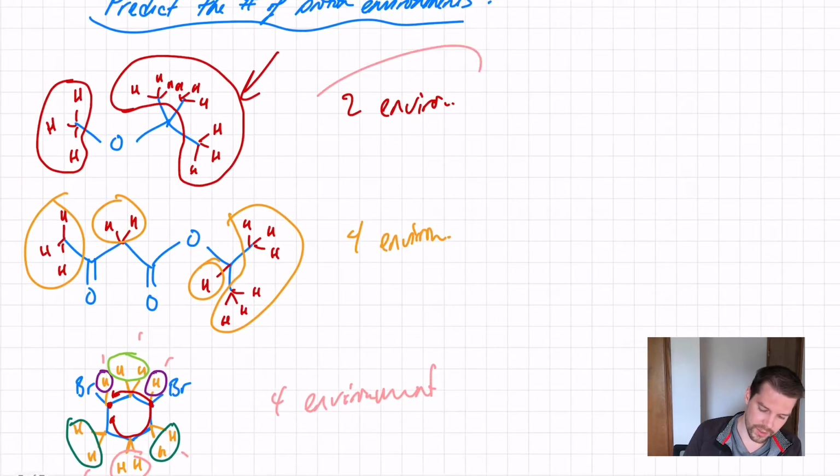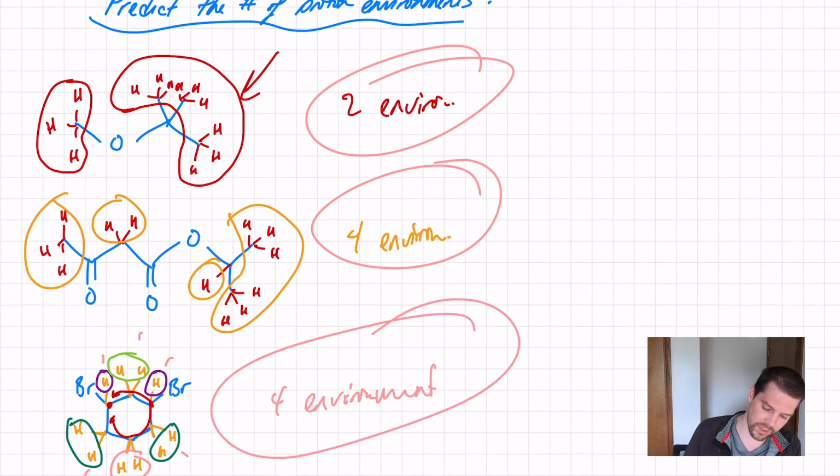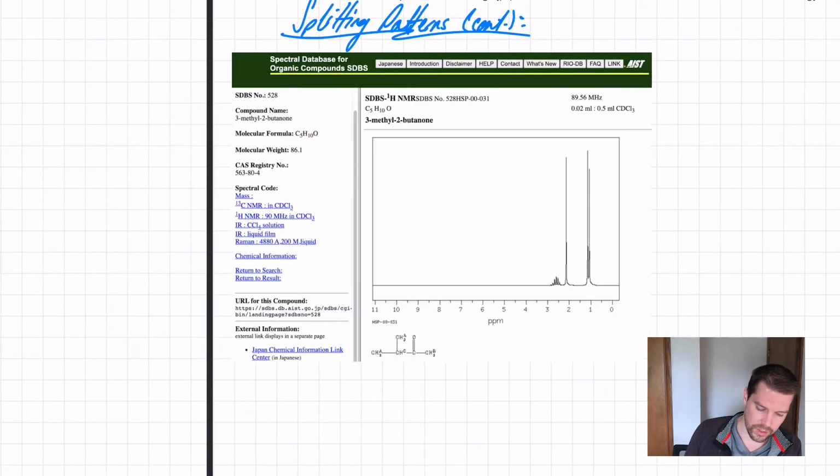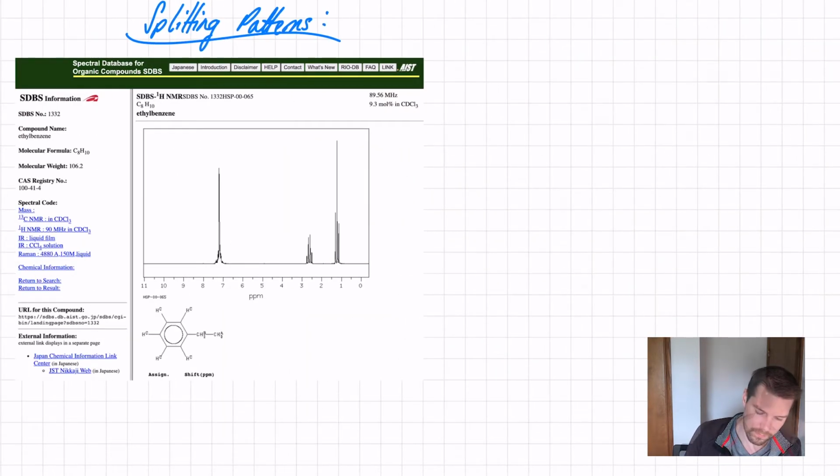So here I would expect 2 peaks or 2 signals. Here I would expect 4 signals, and then 4 signals on an H-NMR spectrum. Here, the last 2, we're just going to look at splitting patterns now.